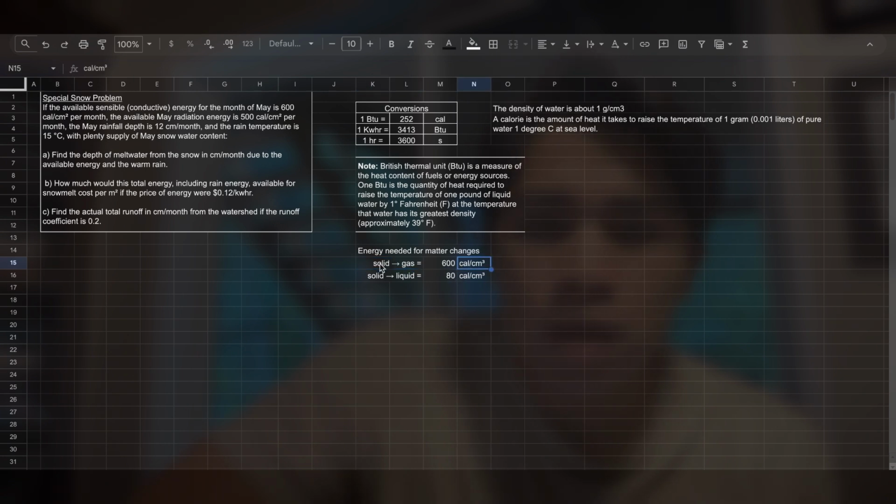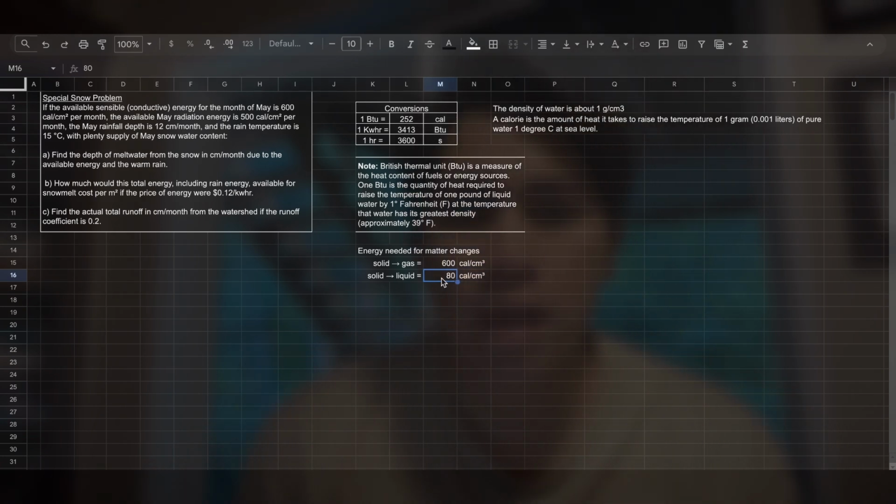but to convert water from solid to gas, you will need about 600 calories per cubic centimeter of ice in our case. If it's solid, it will be ice. To convert it from ice to gas, it will be about 600 calories per cubic centimeter. And to convert it from ice to liquid, to melt it, you need about 80 calories per cubic centimeter. With those values, let's proceed solving for part A.